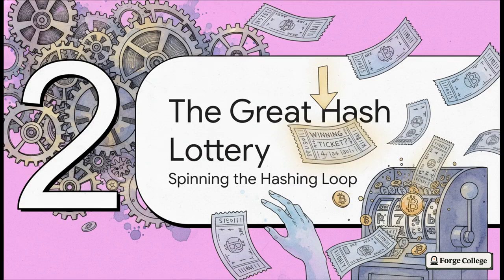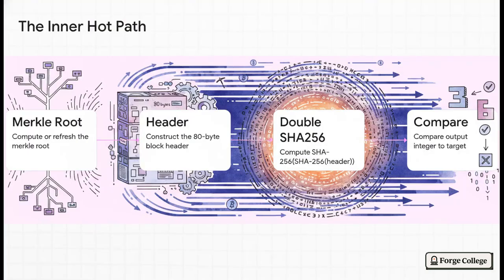Moving right along to section 2, the Great Hash Lottery, spinning the hashing loop. To really wrap your head around this, it helps to frame the hashing process as a massive, high-speed lottery. Every single hash attempt is a miner buying one ticket, and the network's difficulty target, that's the winning number. And here is the aggressive loop they run to buy those tickets.